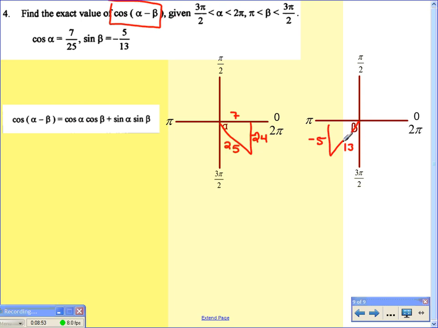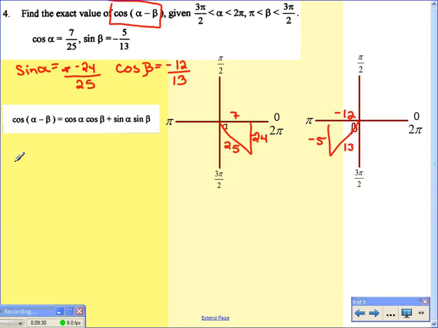Next, we have to find cosine beta. The adjacent side is 12. But again, 12 has to be negative because your x value, or your adjacent side, is negative in quadrant 3. All right, so sine of alpha, based on our triangles, is opposite, so negative 24 over hypotenuse, which is 25. We already have a negative. And what do we need to find? Cosine beta is adjacent over hypotenuse, so our cosine beta is negative 12 over 13.